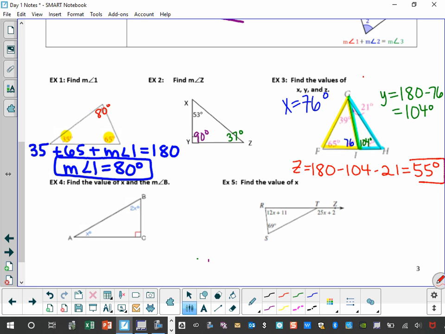Is anyone not understanding how we just found these three angles? You will see a problem like this very similar again. Does that make sense how we found x, y, and z? Does it make sense why we started with x first? Because it's impossible to start with y or z first. We only have one angle in the blue one.